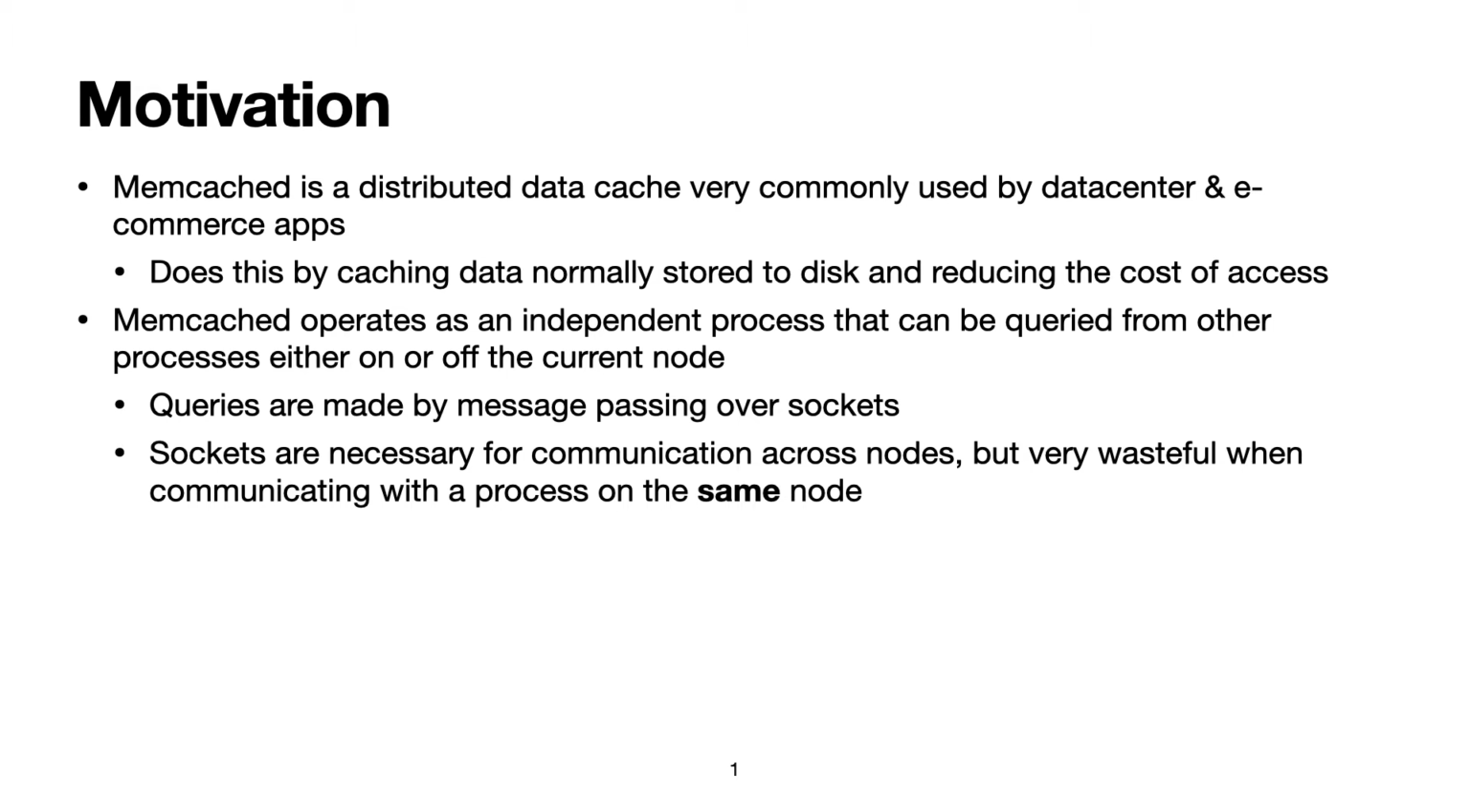Memcached is a very important data caching service used by a variety of online services such as Facebook and Twitter to cache frequently used data that's normally stored on disk. Applications that wish to store and retrieve data to and from Memcached can do so by passing a request to the Memcached instance over a socket. There can exist many different Memcached instances distributed across the network, each storing a fraction of the total working set. Sockets are necessary for communication across nodes, but are wasteful when communicating on node for reasons I'll discuss.